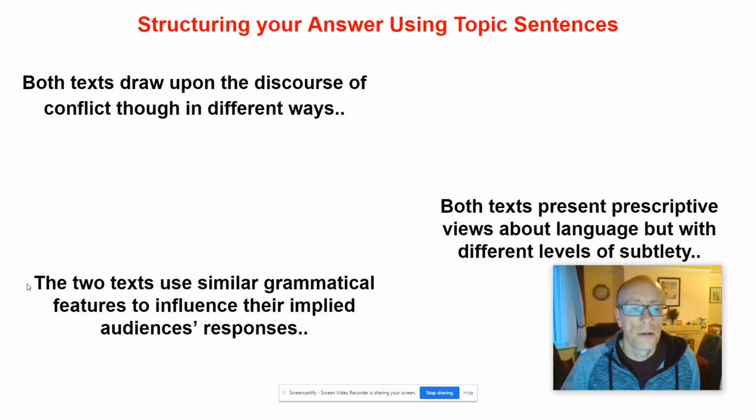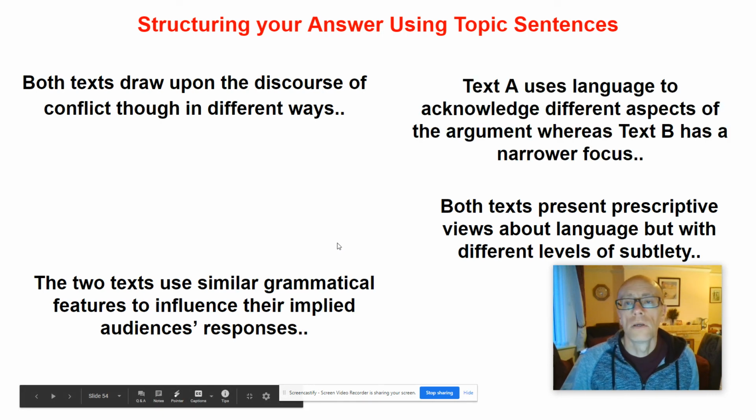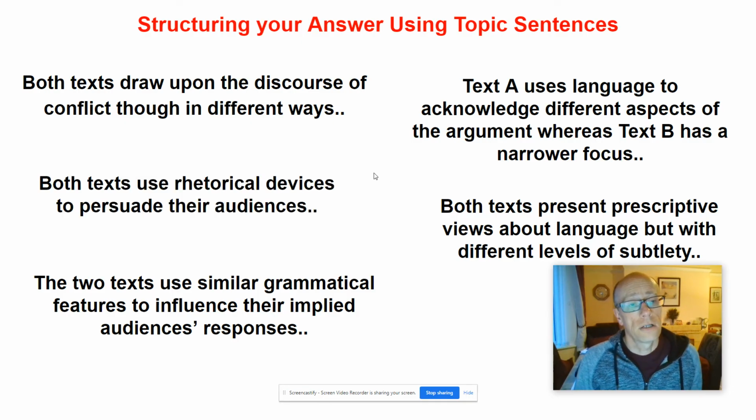So if you do a nice topic sentence like that for any articles that you've got, that's likely to be a winner. Text A uses language to acknowledge different aspects of the argument, whereas text B has a narrower focus. That's a bit more on discourse, so it's basically tracing the differences between the arguments that are being put forward. And then finally, both texts use rhetorical devices to persuade their audiences.